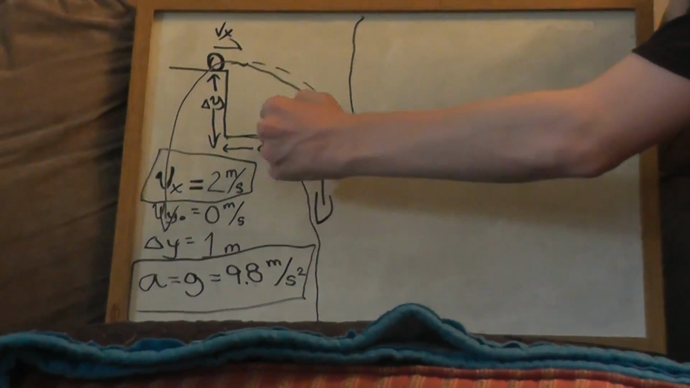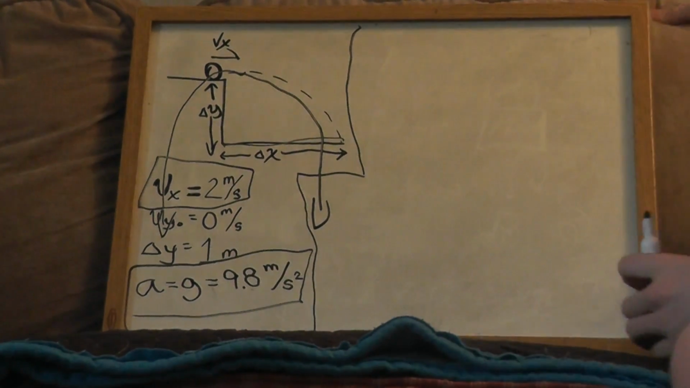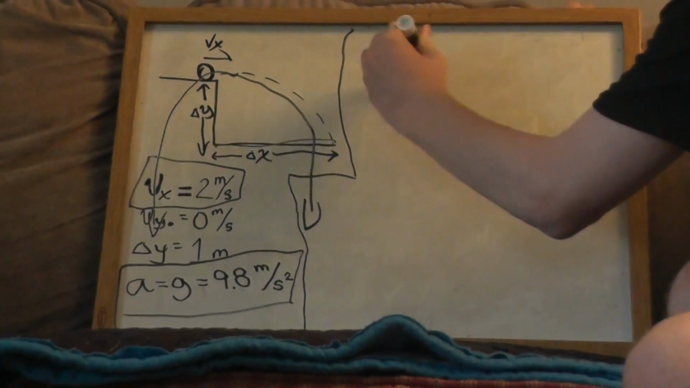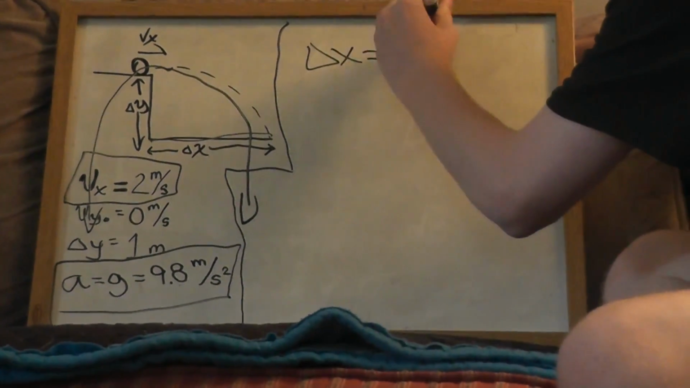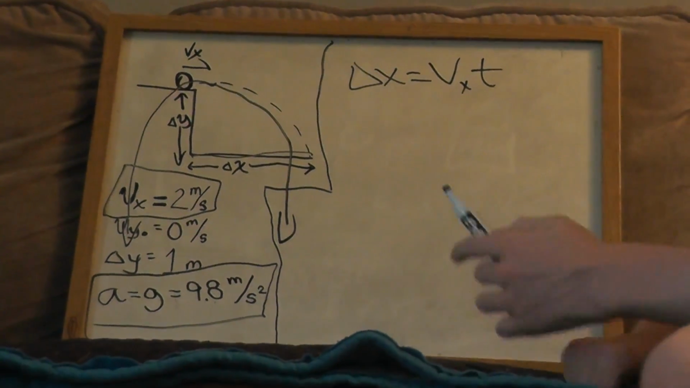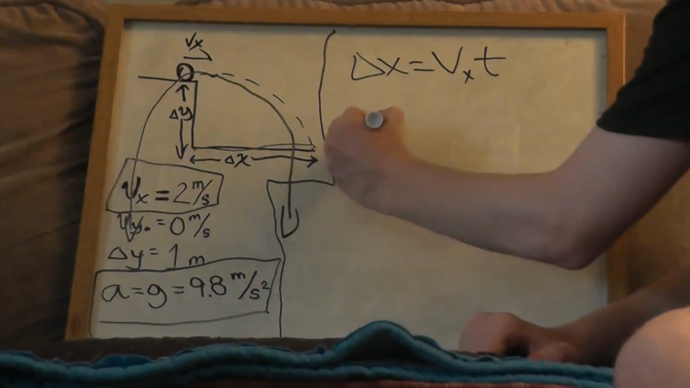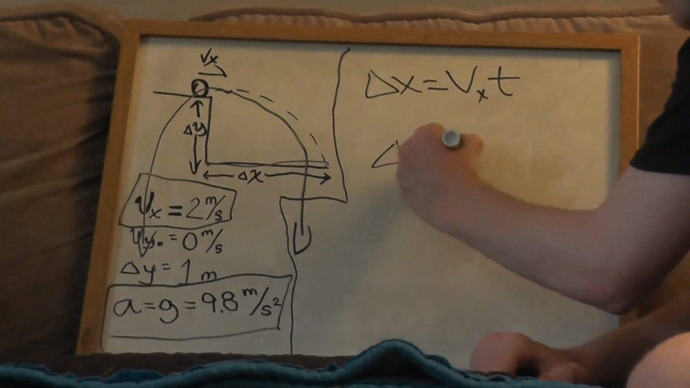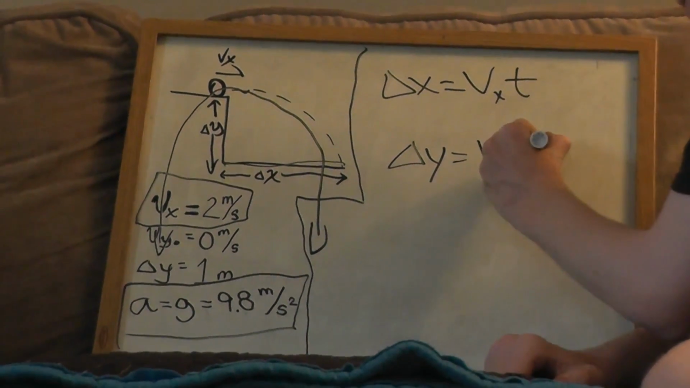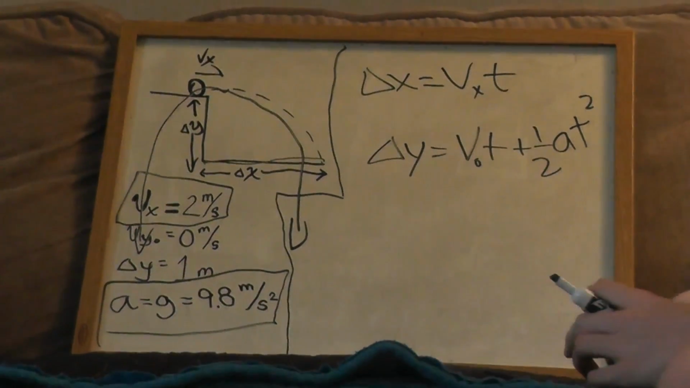ball traveled horizontally. The reason is that we could find out the time it takes the ball to hit the ground, and using delta x equals Vx times t, we could find how far it goes. So now, to find t, you gotta use good old kinematic equations. So, delta y equals v-naught t plus 1/2 a t squared.